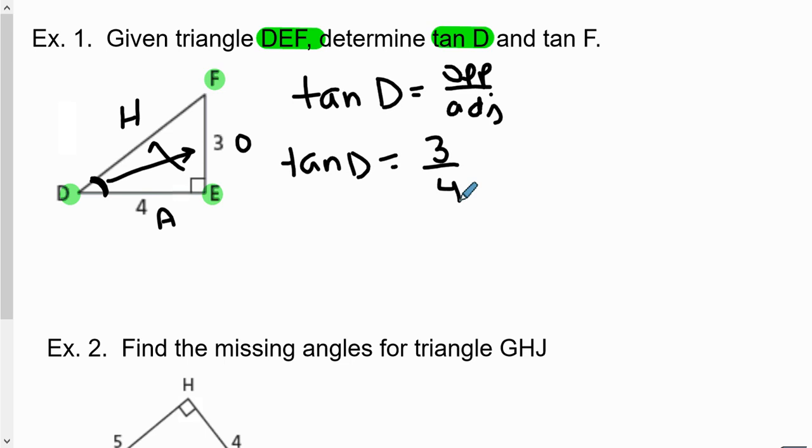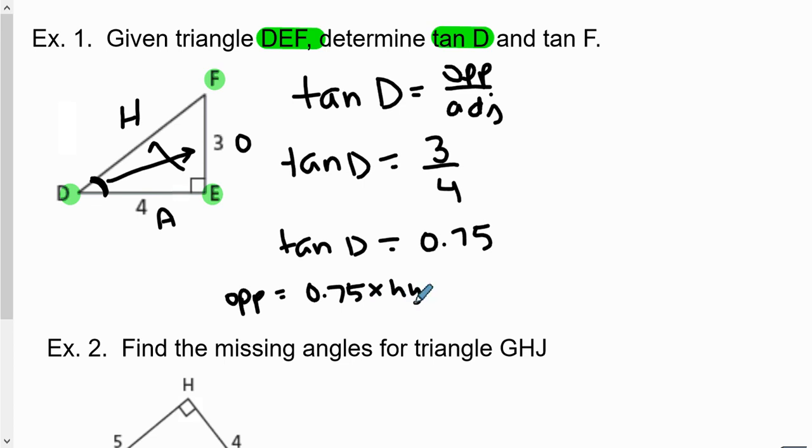And we generally leave this as a fraction, right? But if we want, we could convert that to a decimal. Tangent of an angle D is 0.75. All that means is that our opposite side is 0.75 times, let me write that out. Opposite is 0.75 times our hypotenuse, or sorry, not hypotenuse, adjacent.